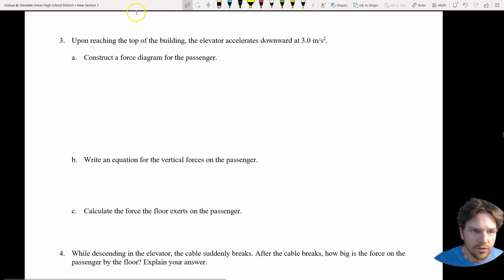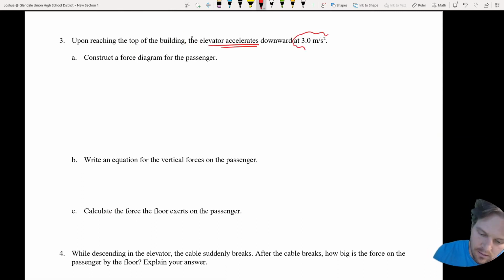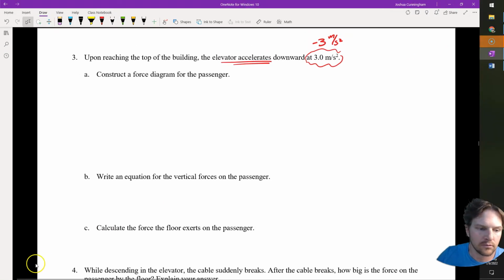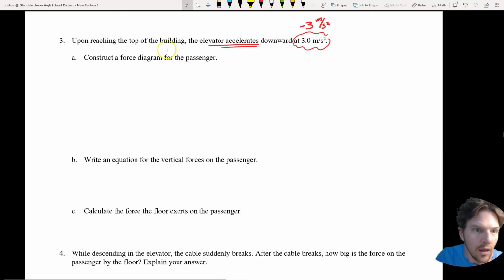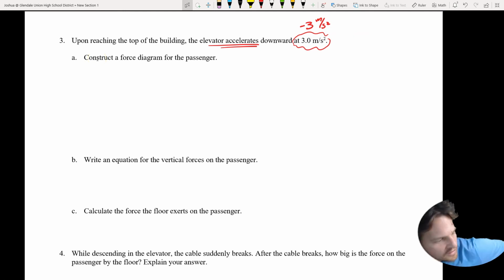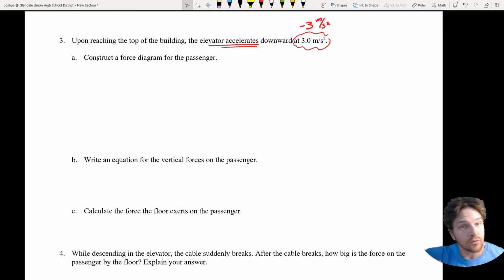Okay. Number 3, upon reaching the top, the elevator now accelerates downward at 3. So there is an acceleration. Okay. Downward means it's probably going to be a -3 acceleration. All right, so construct a force diagram. So it is accelerating downward. That means that we need to have more force going down than we do going up. So we can take that into account when we draw our force diagram.